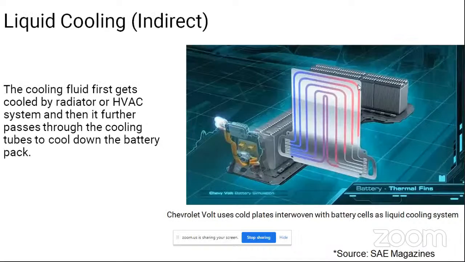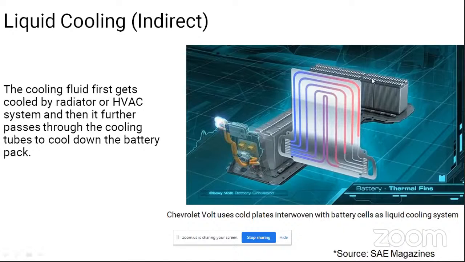Next one is the liquid cooling system. This is the most favorable and most reliable technology people are using nowadays in the electric vehicle industry. That is called indirect liquid cooling. What will be happening here? There are small tubes. I will tell you how it works. The cooling fluid is first cooled by the radiator or HVAC system, and then it passes through the cooling tubes to cool down the battery pack.